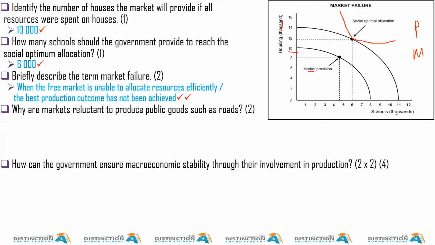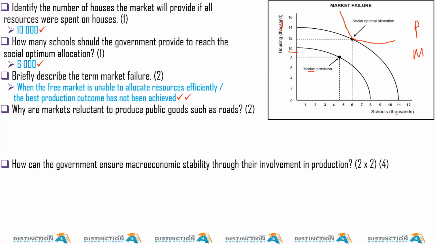When the free market is unable to allocate resources efficiently, which is okay, the best production outcome has not been achieved. All right, so it depends on you which one is easy for you to remember, or which one is your favorite, which one do you think is the most appropriate, most correct. It's all up to you, but as long as you are correct, we'll mark you right.